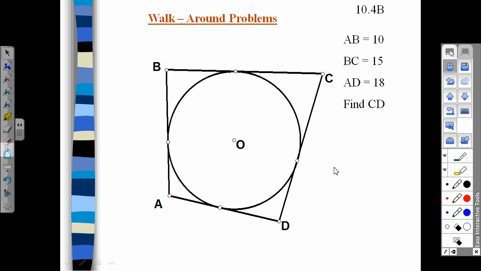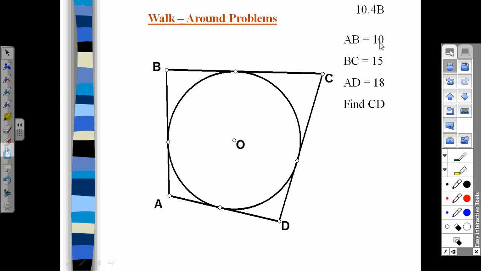So what's happening in this particular problem is we have this circle and we have four tangent segments that all get connected. And so we end up getting this quadrilateral. And there's nothing special about this quadrilateral. Probably all four sides are different from each other. And they've given us three of the four sides of that quadrilateral. We have to find the fourth one.